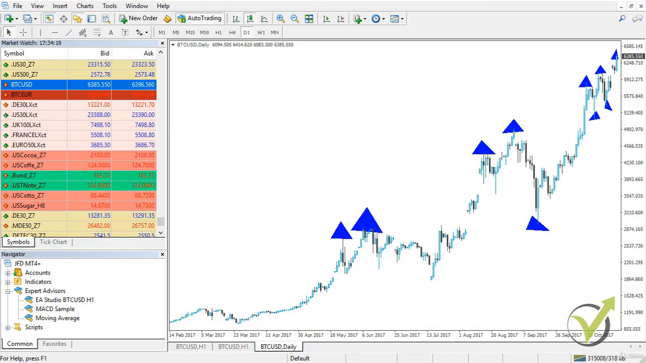And that's the beauty of using MetaTrader, using an expert advisor, and using these kind of brokers where you can buy and sell, and you're actually trading on the value of the asset.